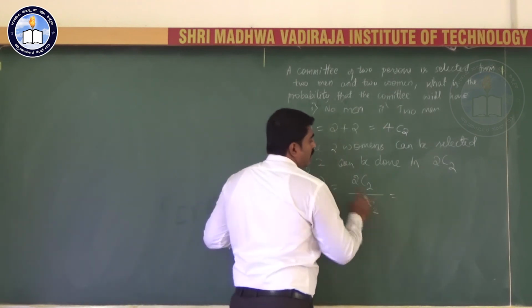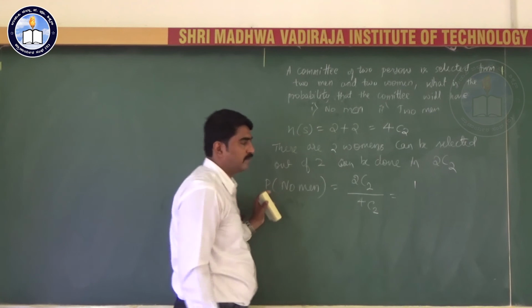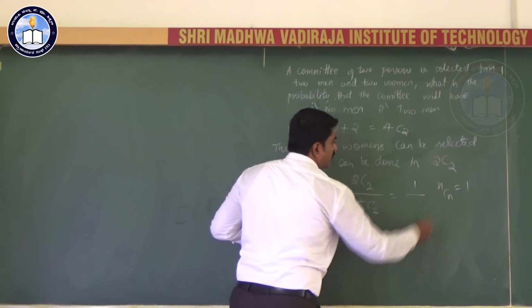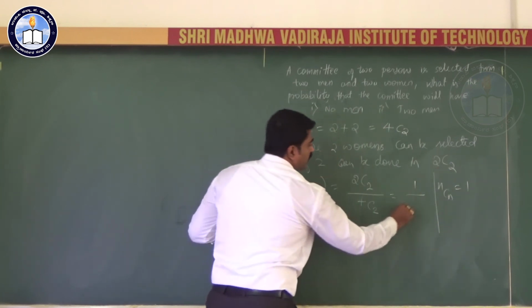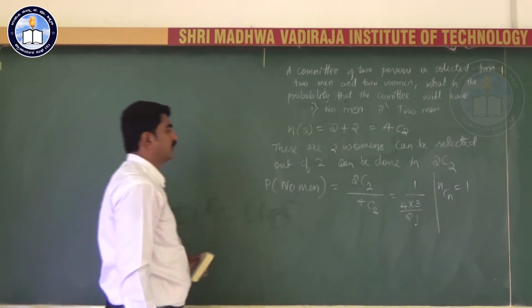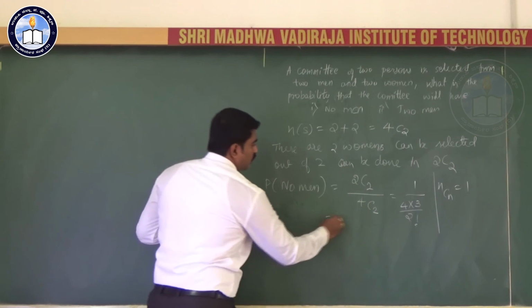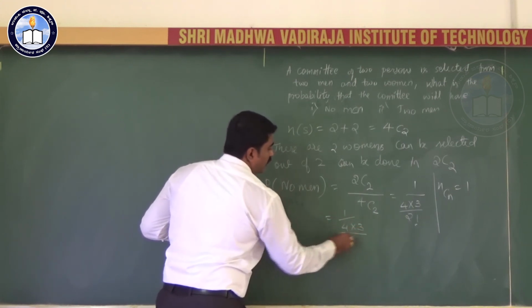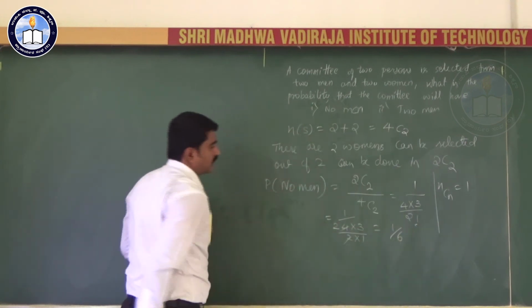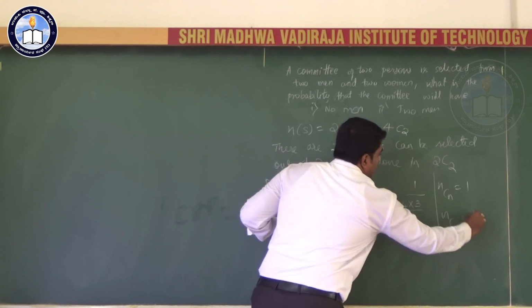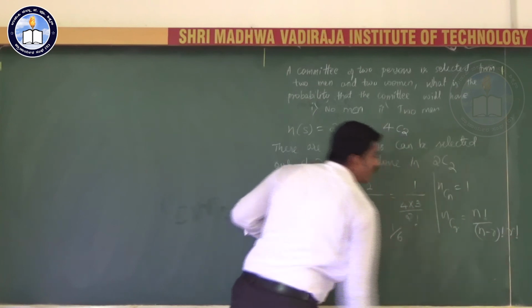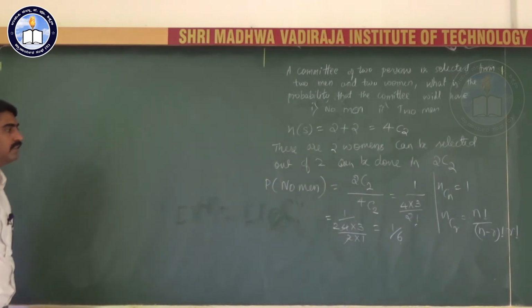Simplify that: nCn is 1. So 1 divided by 4C2. 4C2 is nothing but 4 into 3 divided by 2 factorial, and 2 factorial is 2 into 1. So 2 ones are 2, 2 twos are 4, therefore 1 by 6. Here we have the formula: nCr is equal to n factorial by (n minus r) factorial into r factorial. Okay, that is the formula.